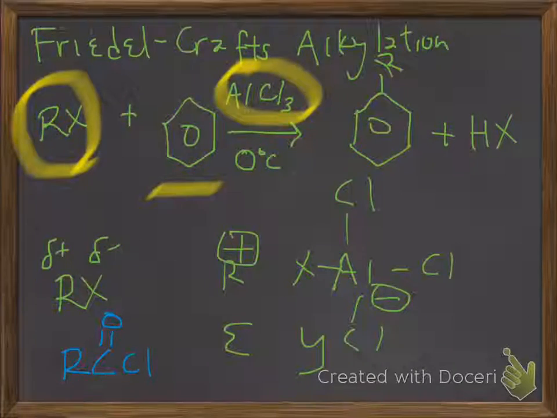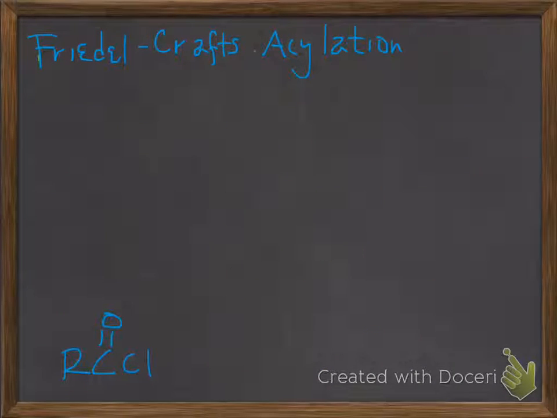Okay? So next up is Friedel-Crafts acylation. And if we just look at the acyl halide, which part down here is delta plus and which part's delta minus? Well, between the carbon and the chlorine and the carbon and the oxygen, the carbon is going to be delta plus. The chlorine is delta minus. Okay, so all of this is the E, that is the Y.